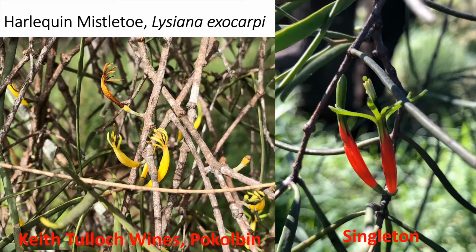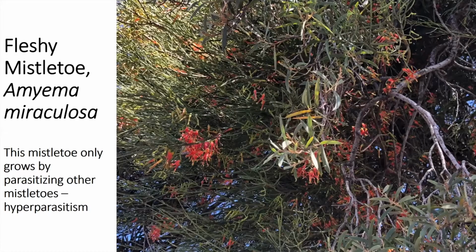This is the fleshy mistletoe. Lots of flowers because it's got lots of moisture available because it's growing on other mistletoes, and very dense. The small honeyeaters love to feed on a dense plant because they can just duck inside it if they feel threatened. So it's a good one to grow.